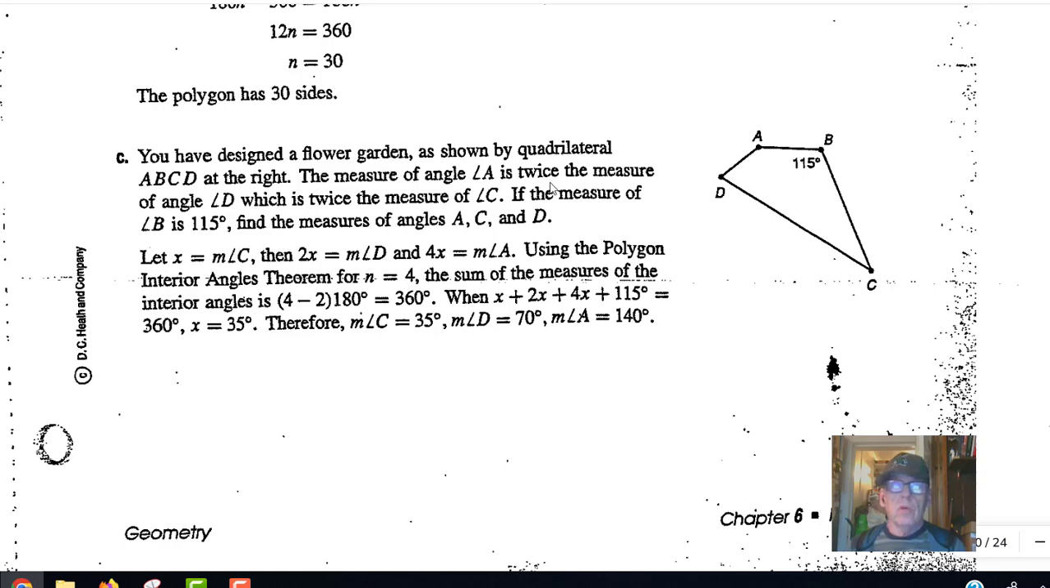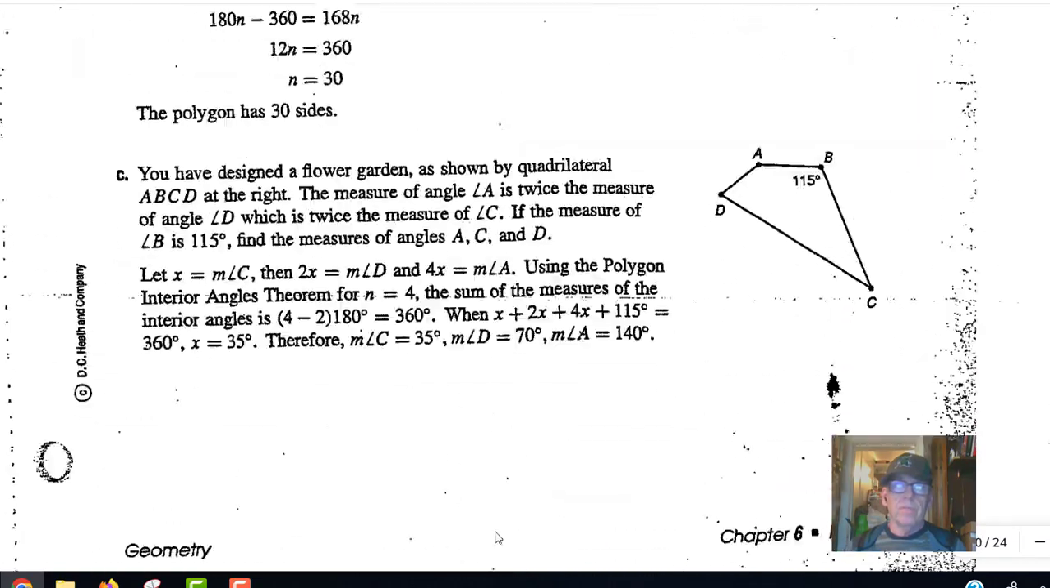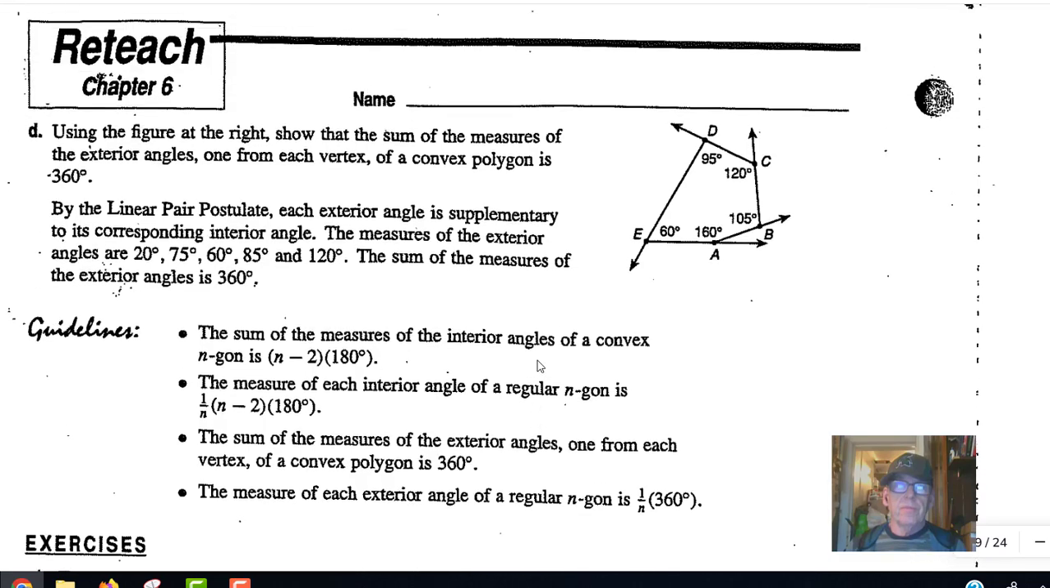C, the angle is twice the measure of D. If B is 115, find the measure of A, C and D. So if you let X be the measure of angle C, which we don't know, then twice that is going to be D, and 4 times that is going to be A, and altogether they have to add up to be 360 degrees, so we can figure out what each one is. Okay, let's look at the second side here.